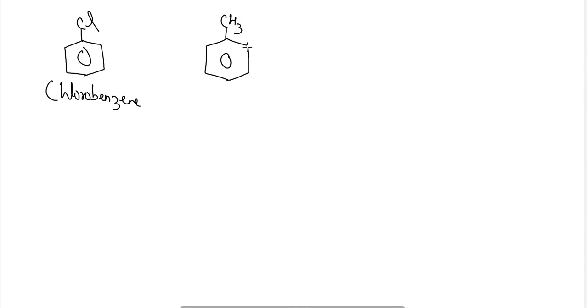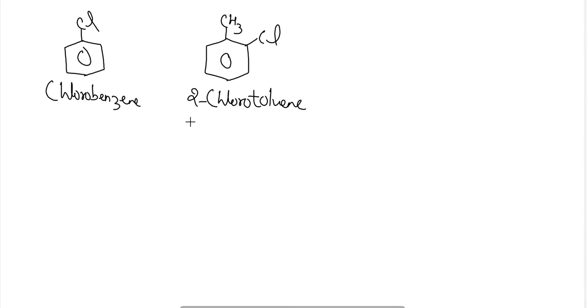Similarly, when chlorine is attached to the benzene ring, then the name of this compound will become chlorobenzene. Now, if the chlorine is attached along with the CH3 group on the benzene, then here the name of this compound will become 2-chlorotoluene.